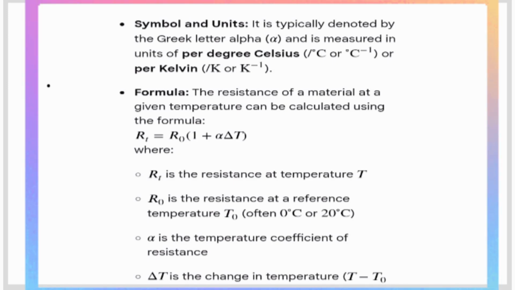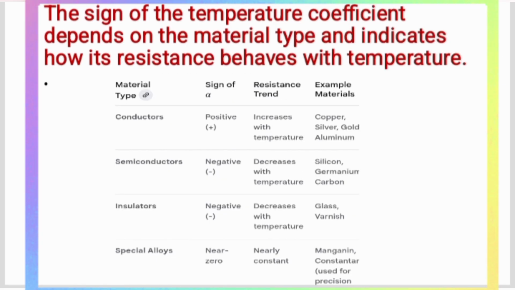RT equals R0 into (1 plus alpha delta T), where RT is the resistance at temperature T, R0 is the resistance at a reference temperature T0, alpha is the temperature coefficient of resistance, and delta T is the change in temperature, T minus T0. The sign of the temperature coefficient depends on the material type and indicates how its resistance behaves with temperature.